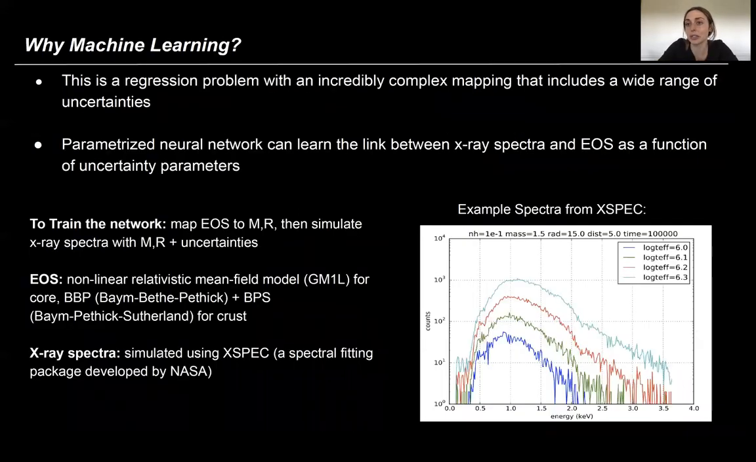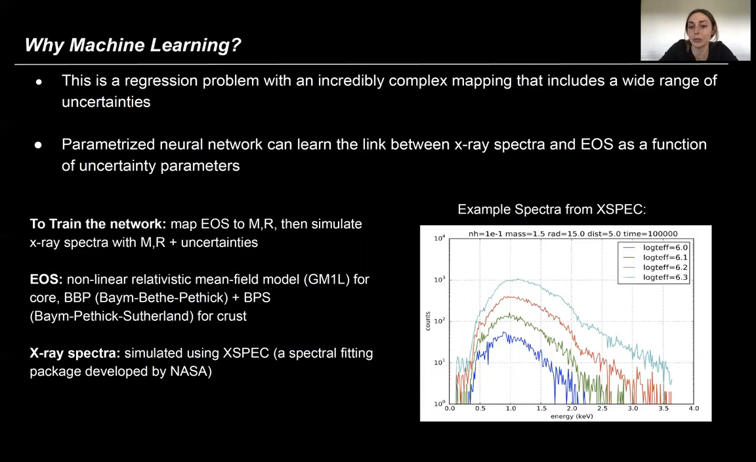So why is this inverse mapping problem a well-suited problem for machine learning? When predicting an equation of state from X-ray spectra, there are a wide range of uncertainties to take into account. Even though the physics is incredibly complex, this is essentially just a regression problem, which deep learning techniques can solve very powerfully. We plan to implement a parameterized neural network that predicts equation of state as a function of the uncertainties that were used to formulate the X-ray spectra.